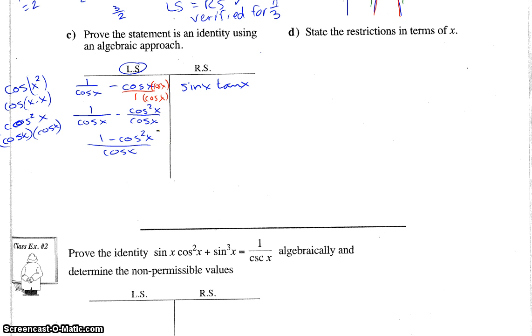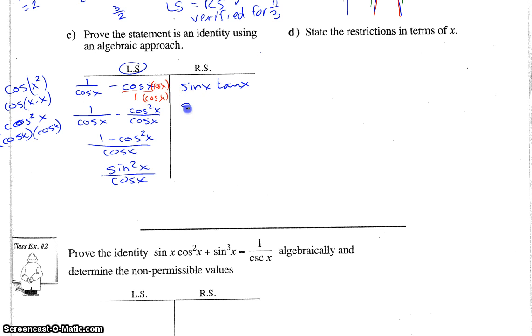Step 2, look for squared identities. This one's screaming at me. Do you guys remember what 1 minus cos squared is? If we manipulate our Pythagorean identity on my formula sheet, you would get, that's right, sine squared x. And then we still have cos x on the bottom. Now if you want, we can stop there and work on the right-hand side.